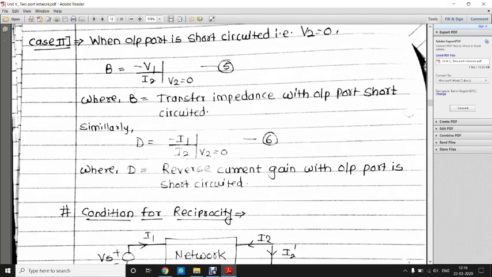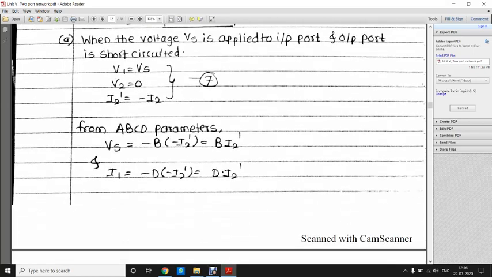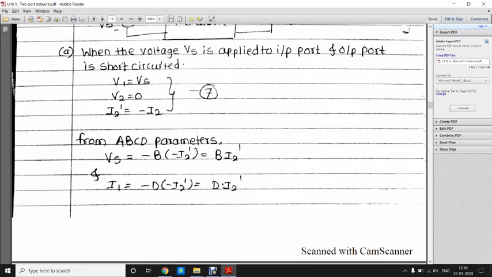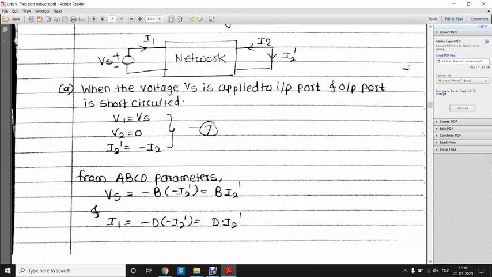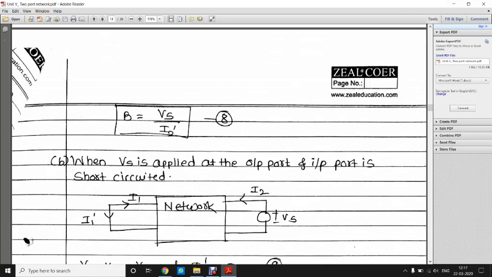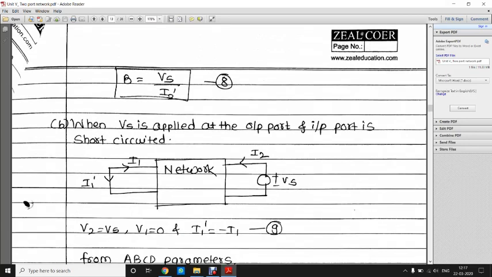So if you put this equation number 7 in the original equation, you would get Vs equal to minus B into minus I2 dash, that is B into I2 dash, and I1 equal to minus D into minus I2 dash, that is D into I2 dash. Our aim is to find out the ratio of excitation to the response. So here excitation is Vs and response is I2 dash. So if you see here, Vs upon I2 dash will be equal to B. So this will be equation number 8.